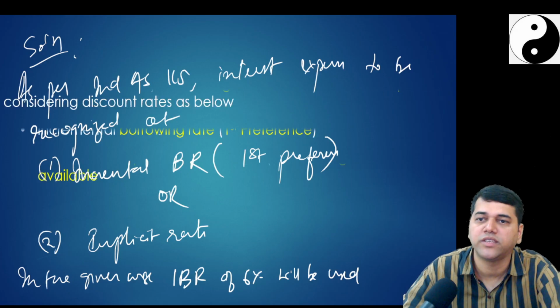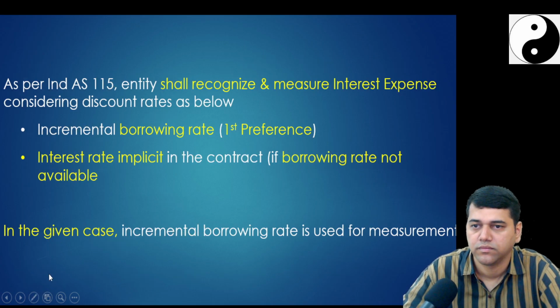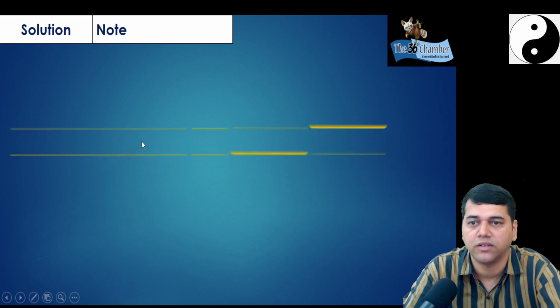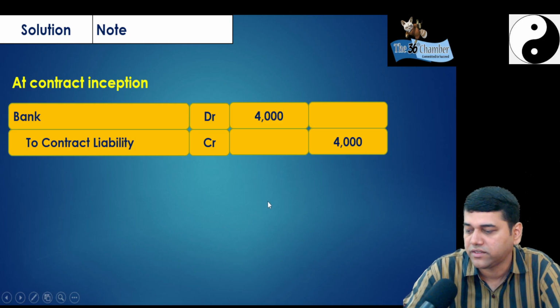Okay, now tell me students, at the contract inception, what accounting entry are you going to pass? Bank account debit, contract liability credit. So, you will pass bank account debit because you have not yet transferred the asset. You will consider it at 6%.